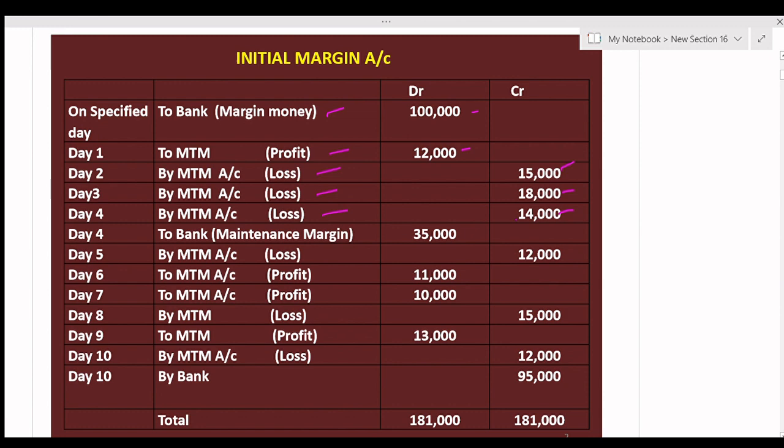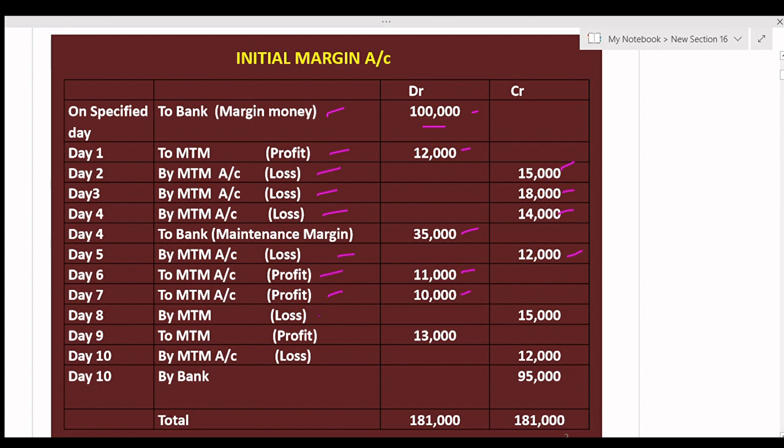Now the balance falls below the maintenance margin of 75,000. So the participant has to bring 35,000 to make the account equal to 1 lakh. So next day, MTM margin loss is 12,000. This day it can be deferred, but this is the procedure. Day 6, MTM profit is 11,000, that is initial margin account debit to MTM. And next day profit 10,000.